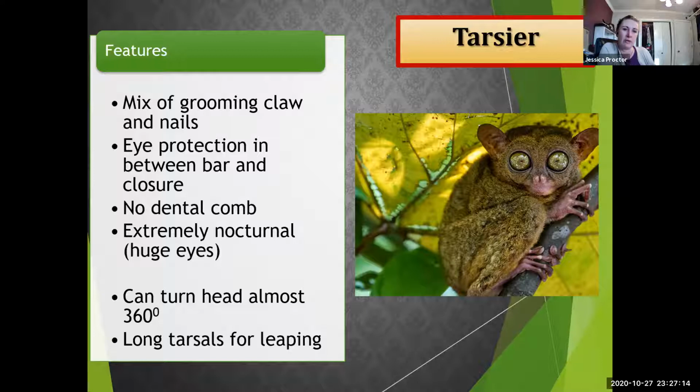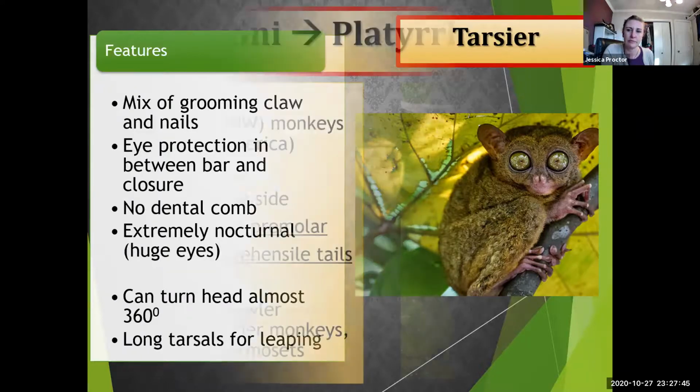We're going to talk more about locomotion in chapter 12, but just for now, know that tarsiers are vertical clingers and leapers. They have a mixture of traits. They have a mix of grooming claw and nails. They have eye protection that is somewhere in between a post-orbital bar and full closure. They do not have a dental comb, and they have extremely large eyes that are adapted for nocturnal lifestyles. So those are the oddballs out. The tarsiers actually are the ones that require them to completely rethink the taxonomic scheme of primates.